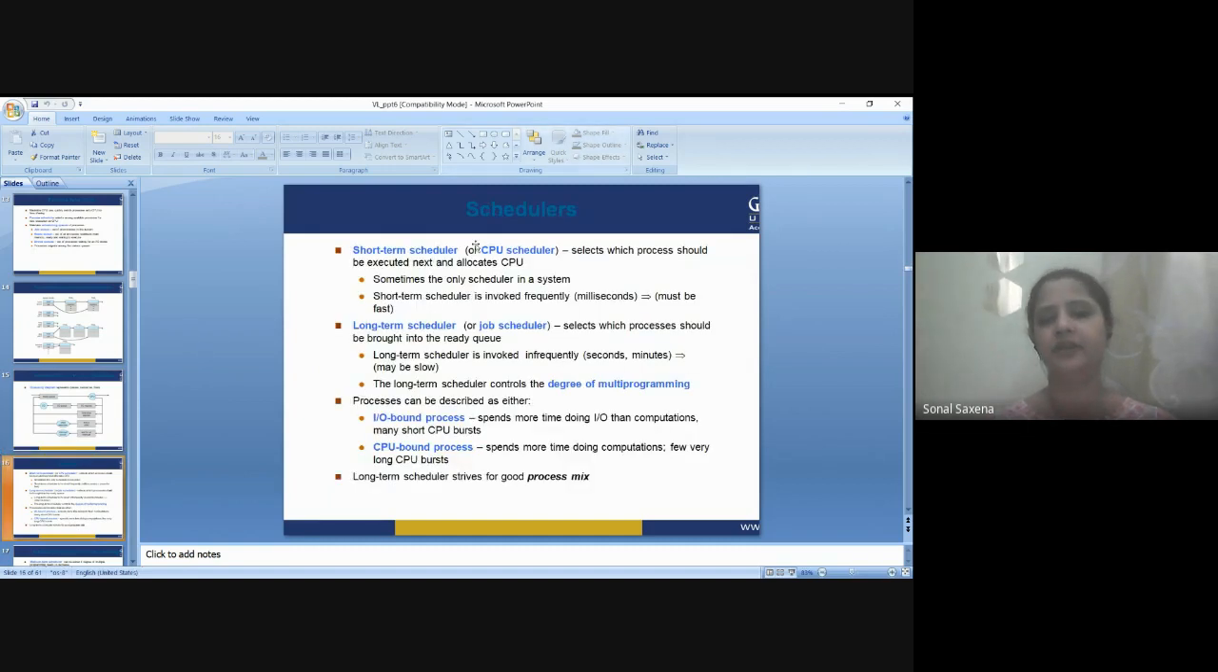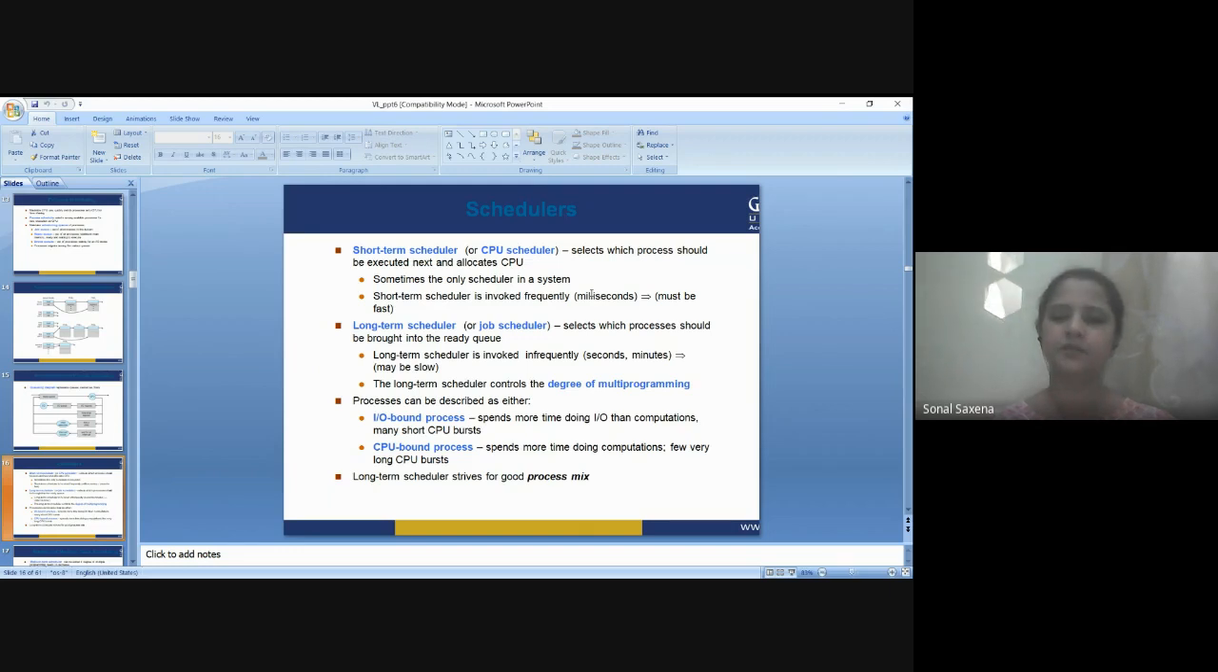Then we have different categories of schedulers. There are three types of schedulers. One is short term, one is long term, and one is medium term scheduler. But majorly we use the short term and the long term scheduler. By short term scheduler, what do we mean? It is a CPU scheduler. The other name of this is CPU scheduler. It selects which process should be executed next and allocates the CPU. Sometimes it is the only scheduler of the system, right? And it is invoked very frequently, in milliseconds. So it is a very fast scheduler, right?